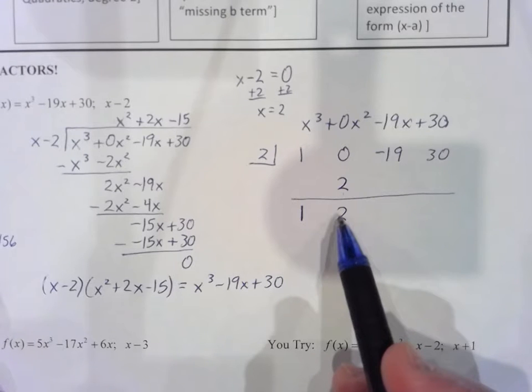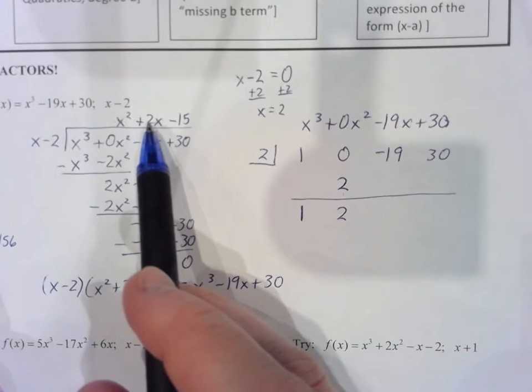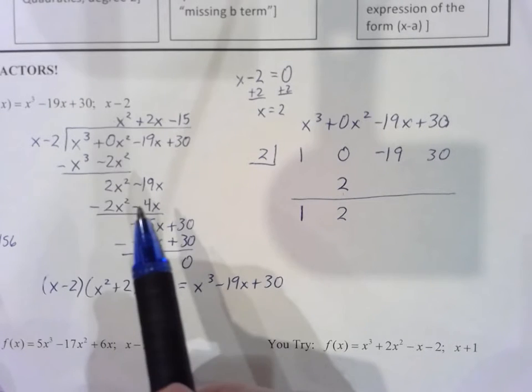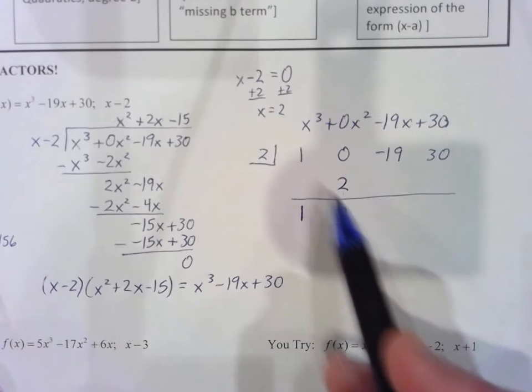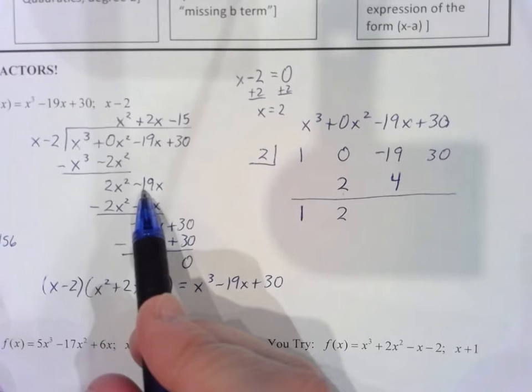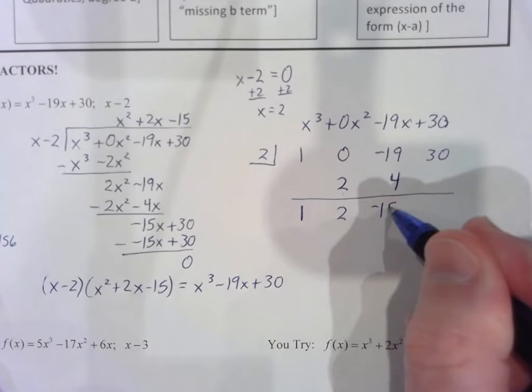So then this number gets multiplied by 2. This 2 here came from the 2x that we had up above, and now it's getting multiplied by 2 to get this minus 4x. So 2 times 2 is 4, and now we're adding negative 19 plus 4, which is negative 15.